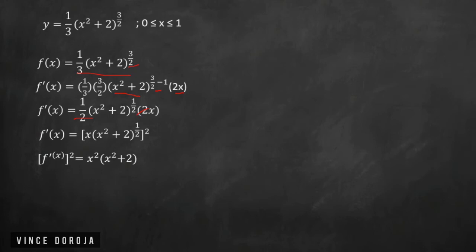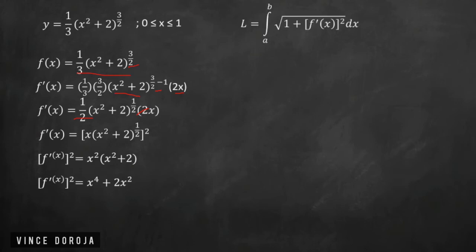f prime of x squared equals x squared quantity of x squared plus 2 and equals to x to the 4 plus 2x squared. And gamit ang formula na ito, solve natin ang length of curve. Substitute na natin sa ating formula, nakuha natin yung sagot sa f prime. Integral of square root of x to the 4th power plus 2x squared plus 1 dx evaluated from 0 to 1.